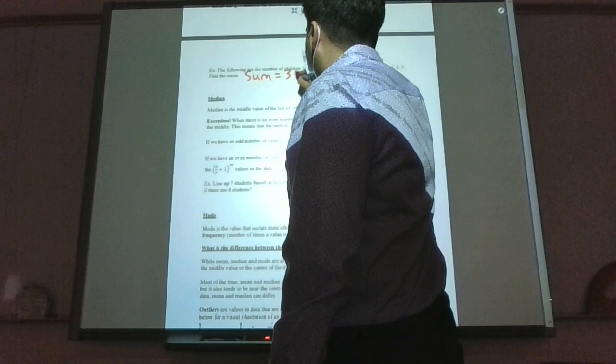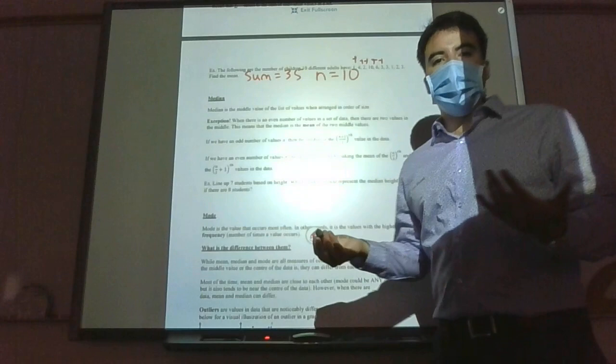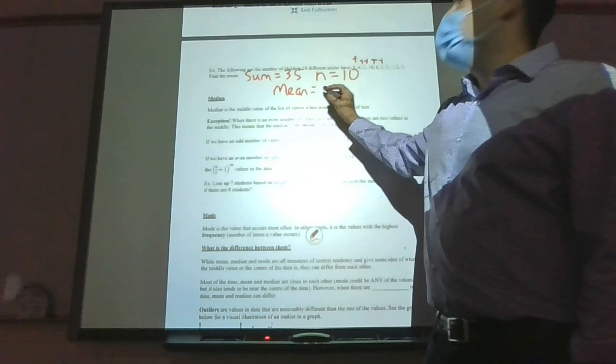And it's always a good idea, I'm going to start using the notation a little bit more. So n just refers to how many pieces of data we have. We have 10 pieces of data. So that means that our mean is going to be 35 divided by 10, which is 3.5, exactly.